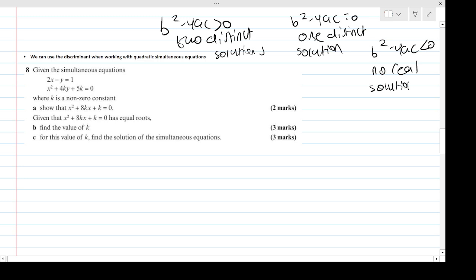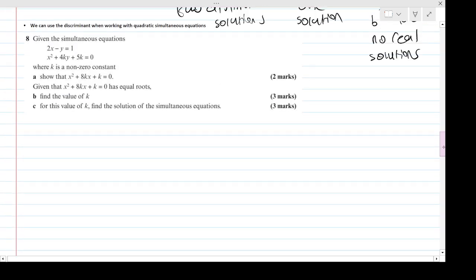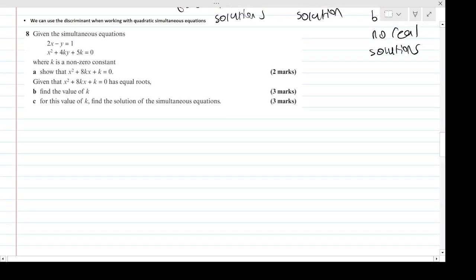So that should be a reminder from the work on discriminants we did earlier in the quadratics chapter. The idea is we can apply that to this. Because we get a quadratic from solving the simultaneous equations, we can use a discriminant to work some stuff out. So let's have a look at this example.